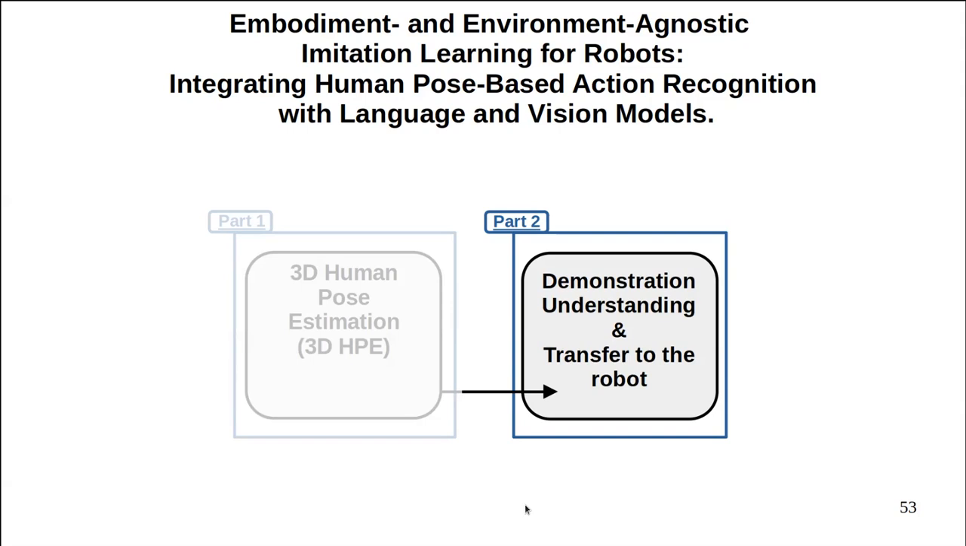So now in part 2, we will dive into our demonstration understanding tool. We will, by the way, see how to integrate the 3D human pose estimation tool in this pipeline. And we will later see how to transfer from demonstration understanding to an actual execution of the task on the robot.